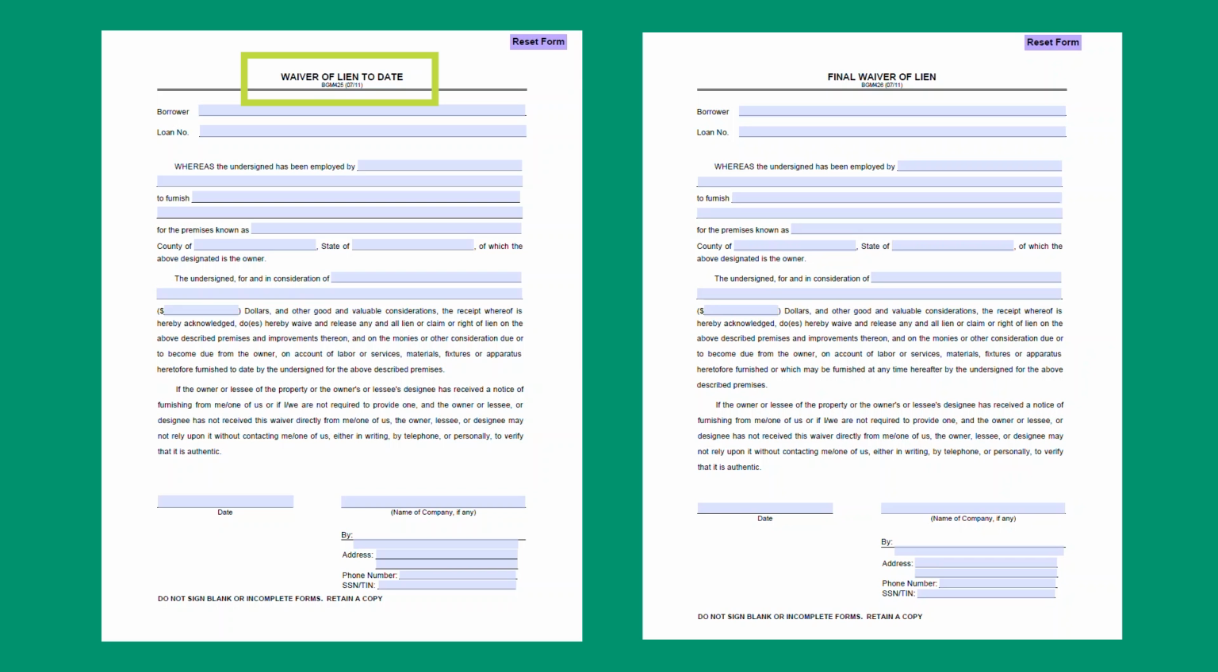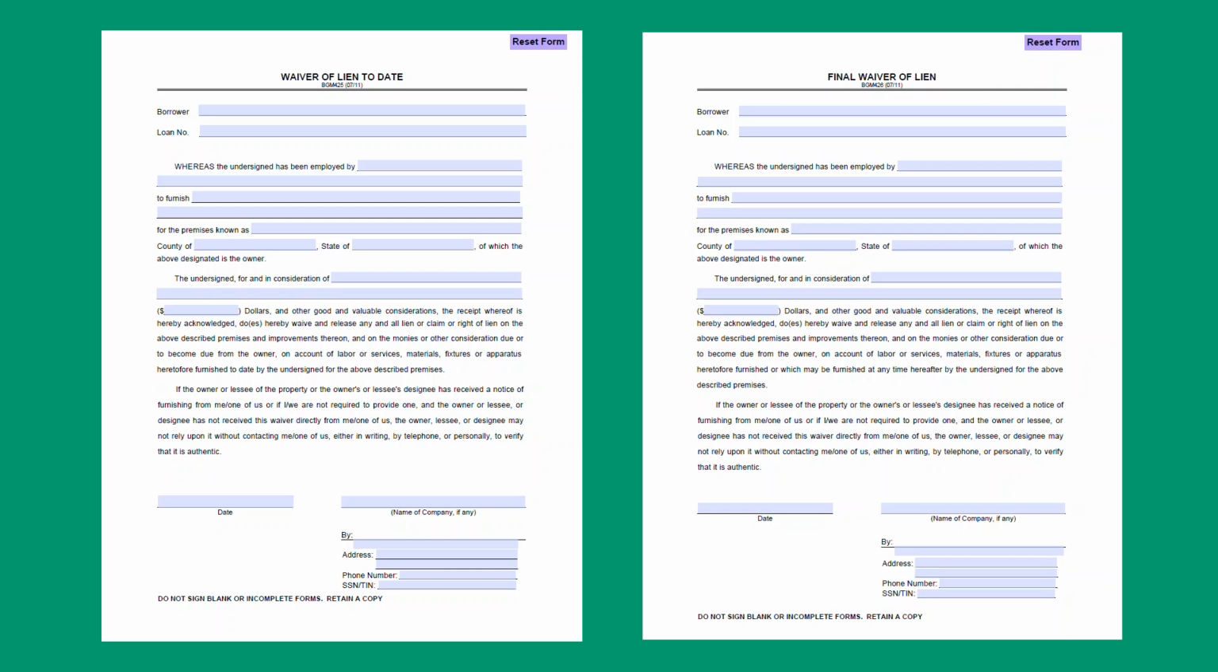The partial unconditional waiver is to be used when a deposit or partial payment is made to a subcontractor. The full unconditional waiver is to be used when a subcontractor has been paid in full for their services on the property, and there is no intention of them returning to do any additional work.